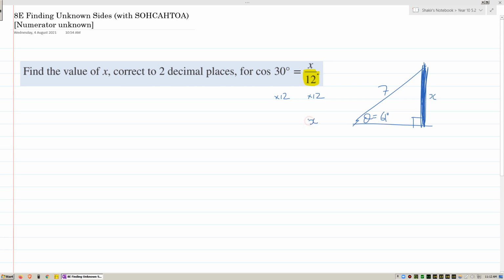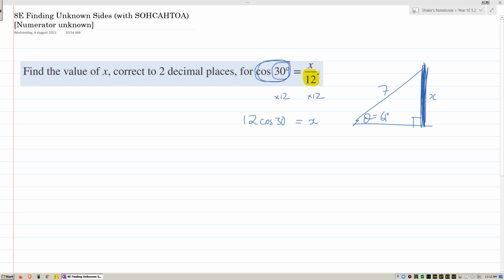So you'll then have x by itself on the right-hand side, because the divided by 12 and the multiplied by 12 will cancel out. And on the right-hand side, you have 12 multiplied by cos of 30. Do not do 12 times 30. That is wrong, because 30 is not what you have on the left hand side. You actually have cos of 30 degrees.